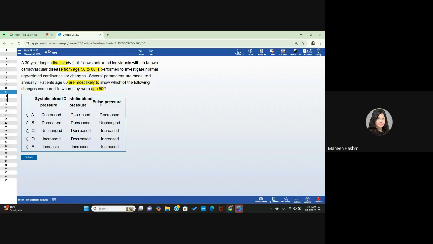What's going to happen as you age? What happens to your systolic blood pressure, to your diastolic, to your pulse pressure? Systolic increases, diastolic decreases. We talked about this. Very good. So the pulse pressure is going to increase, so it would be option D. All D, right. D, D, D.